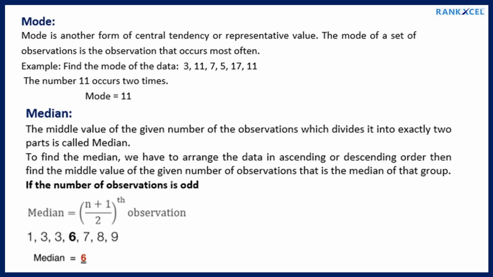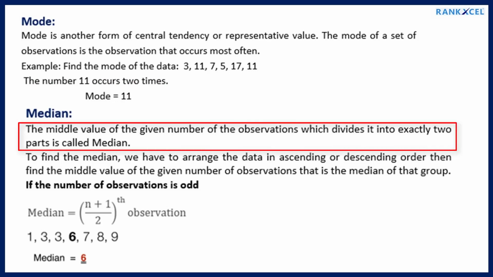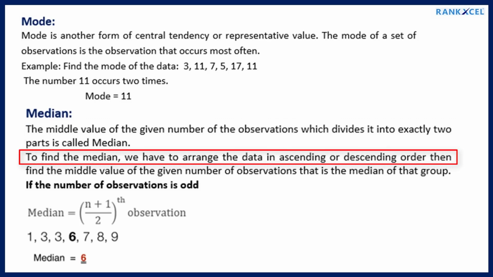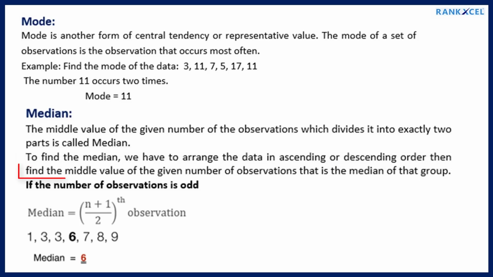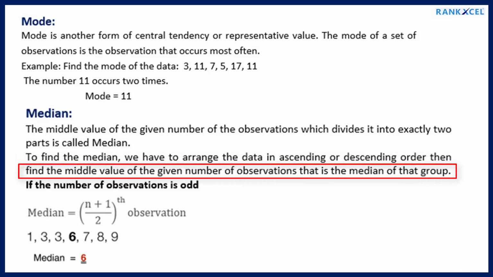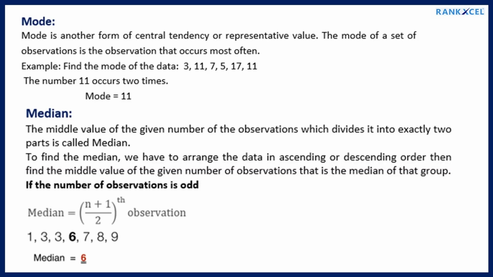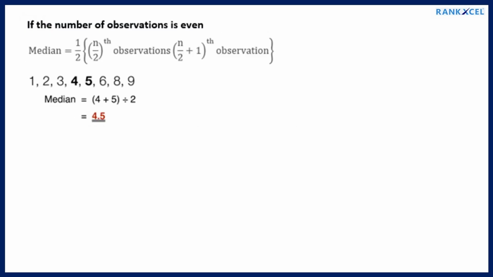Median. The middle value of the given number of observations, which divides it into exactly 2 parts, is called median. To find the median, we have to arrange the data in ascending or descending order, then find the middle value of the given number of observations, that is the median of that group. If the number of observations is odd, if the number of observations is even.